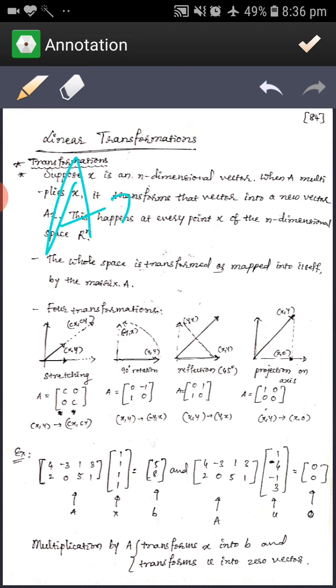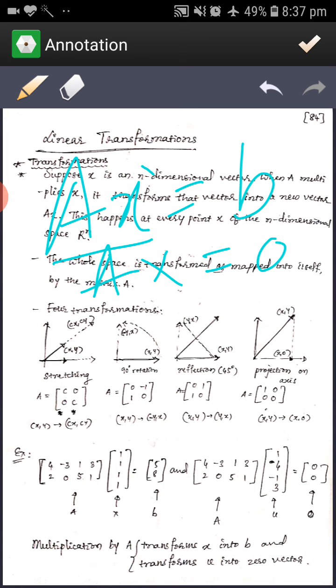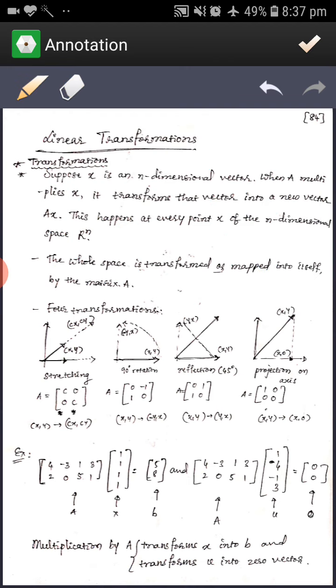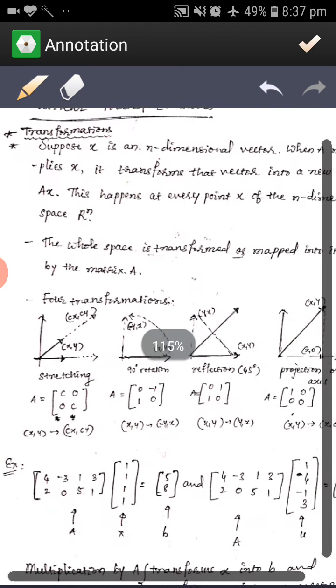Whatever we are calling Ax equal to b, or Ax equal to 0, whatever the earlier notations we were talking about. This Ax is a multiplication of A into x, so that is equal to b. So b is a new vector which will be in the new form. Similarly, x is a vector which is multiplied with A, so it will become Ax here.